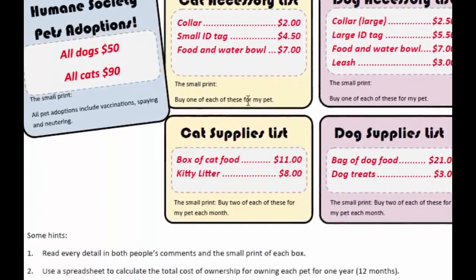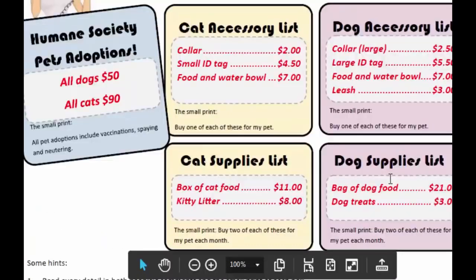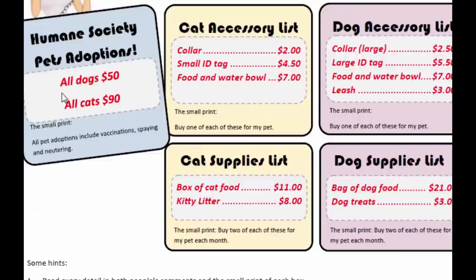And so at the bottom down here when it says hints, it says use a spreadsheet to calculate the total cost of ownership for owning a pet for 1 year. So we'll just assume 1 year is the length of our expenses. Pet options: dogs are 50, cats are 90. All expenses include all of the vaccinations, spaying, and neutering.